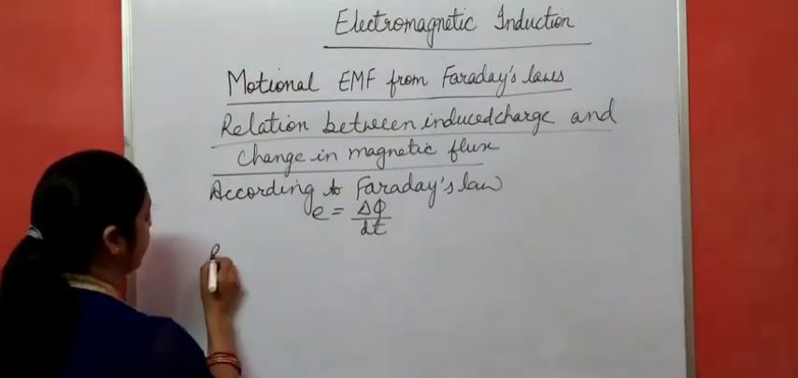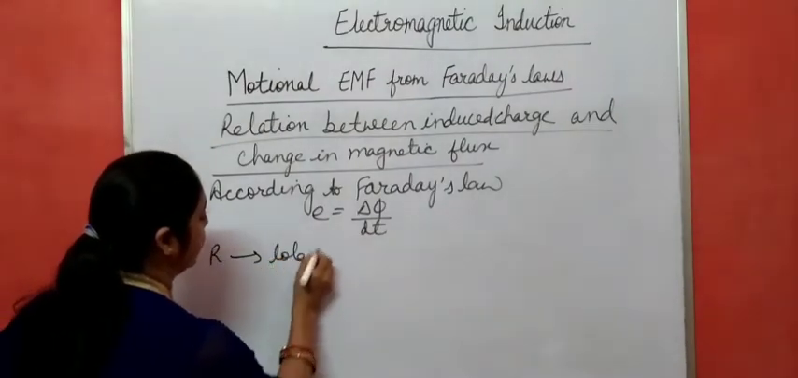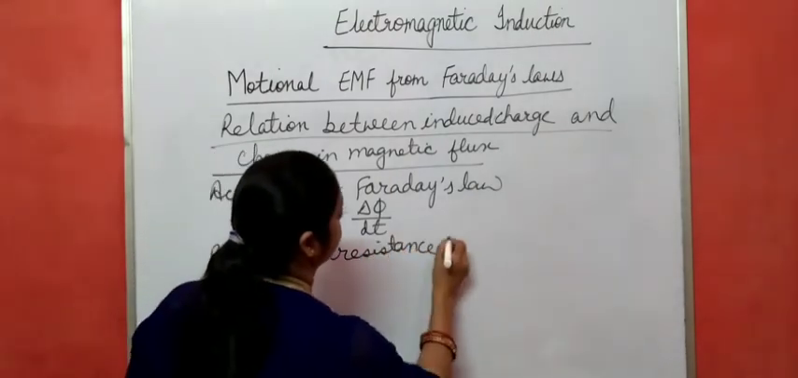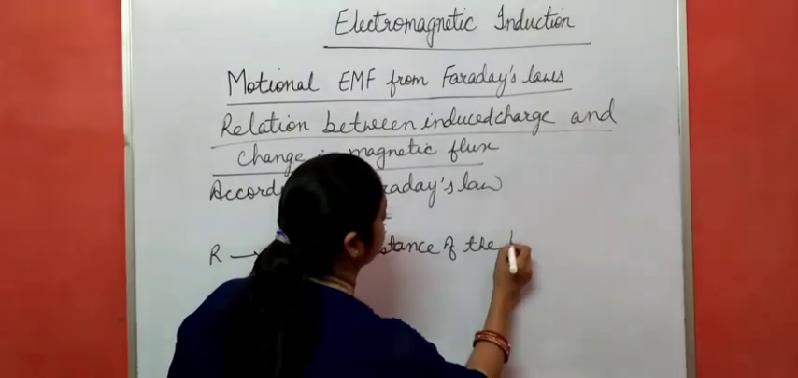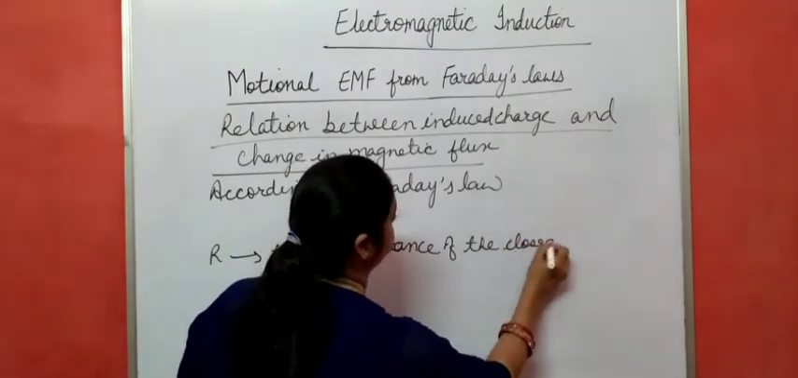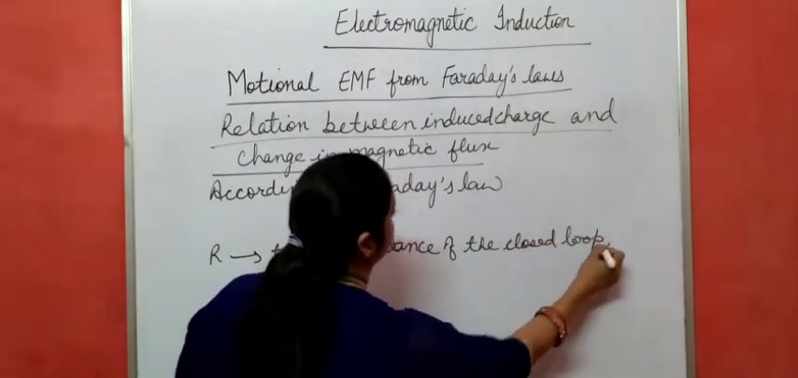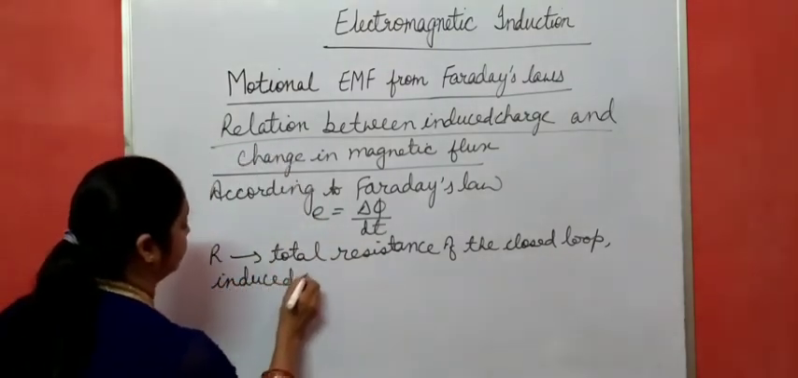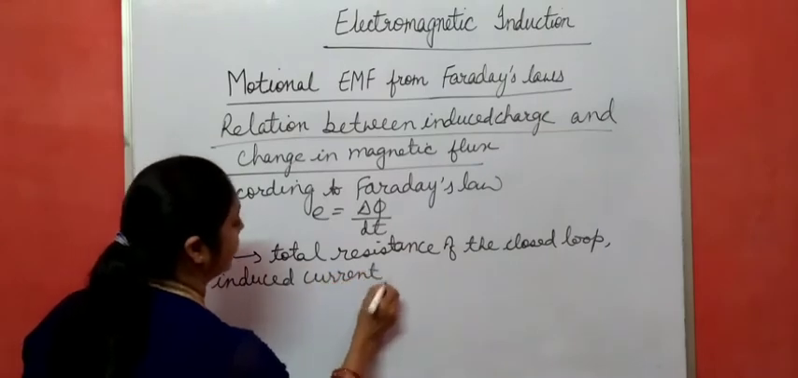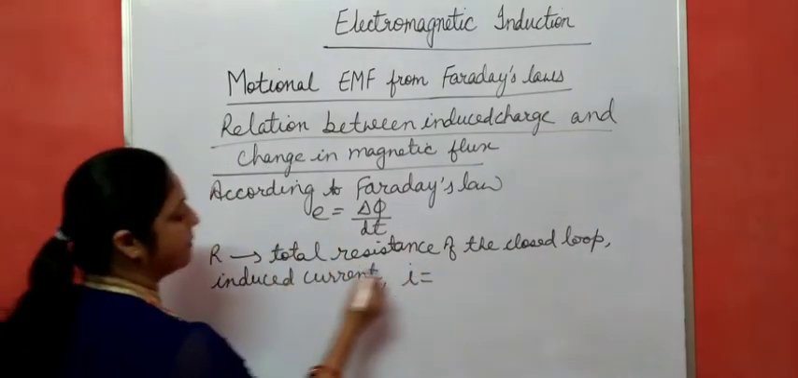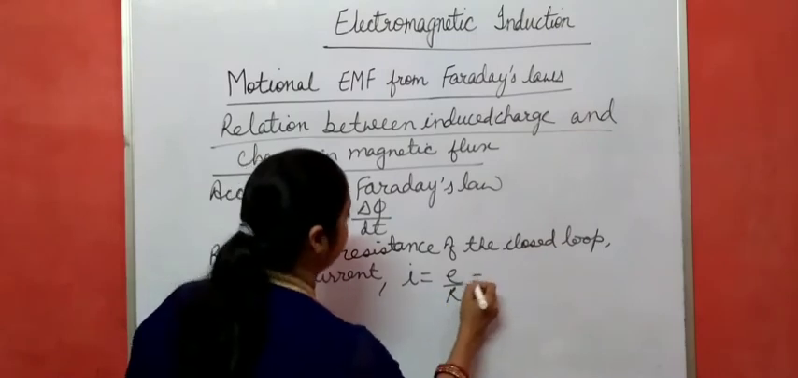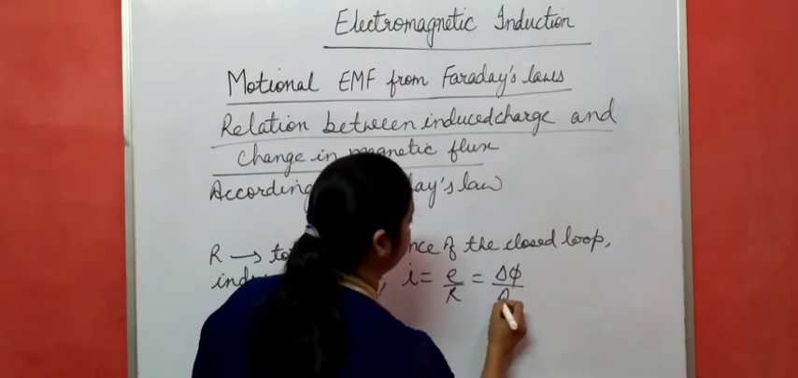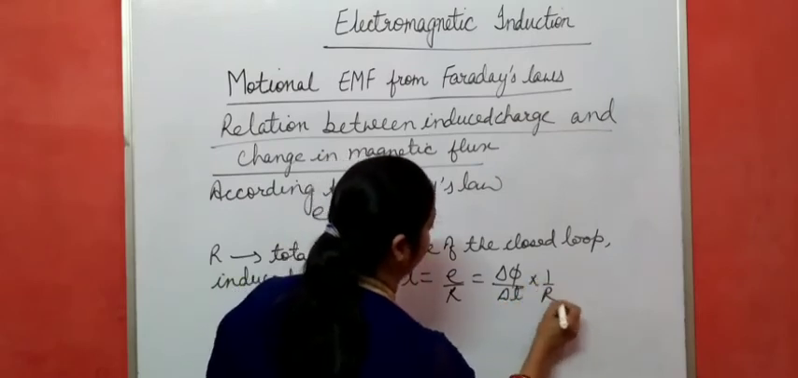Suppose R is the total resistance of the closed loop. Then what is the value of the induced current? The induced current I equals E by R. And E is del phi by del t, so I equals del phi by del t into 1 by R.